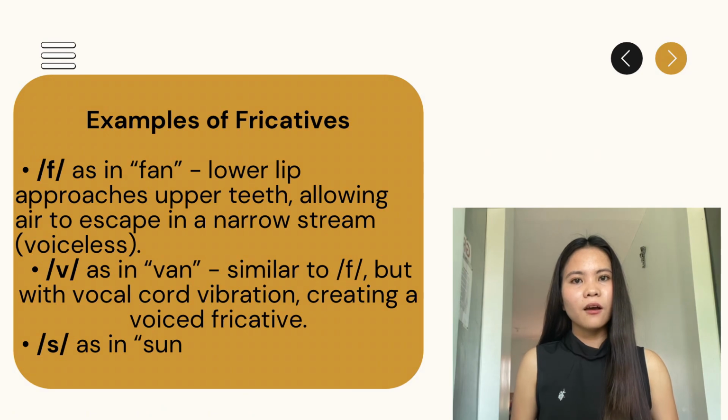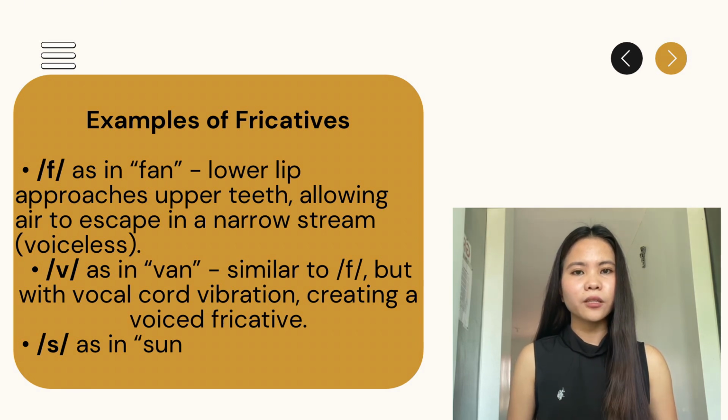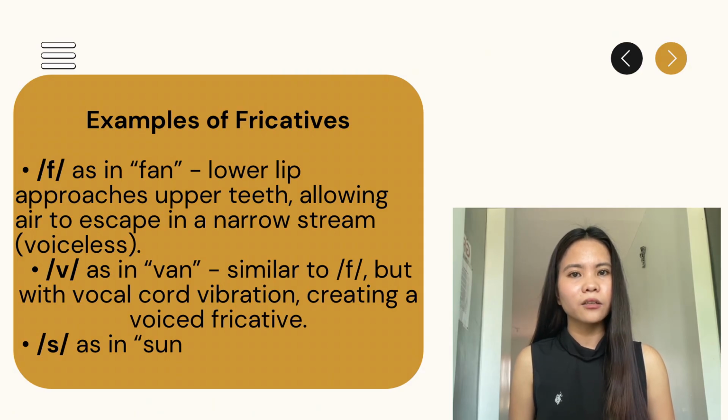Here are the examples. F, fa, as in fan, the lower lip comes close to the upper teeth, allowing air to escape in a narrow stream. V, va, as in van, similar to fa, but with vocal cord vibration, creating a voiced fricative. S, as in sun, the tongue moves close to the alveolar ridge, creating a high-pitched hiss as air flows through the gap.